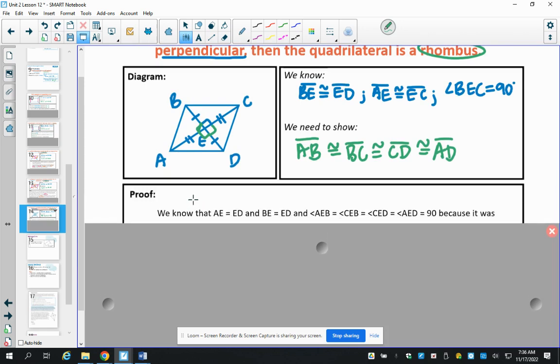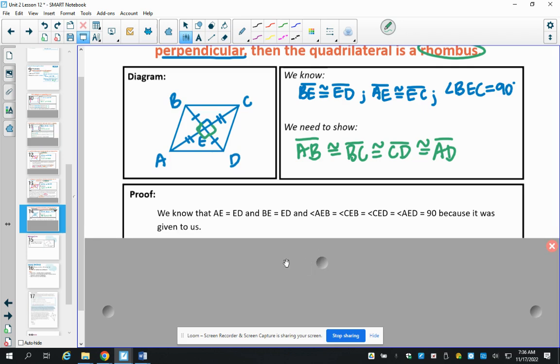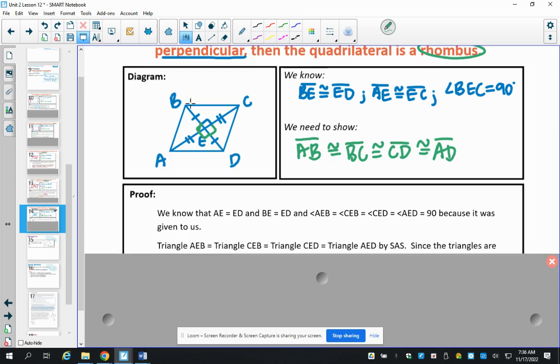So we know that AE and EC are congruent, BE and ED are congruent, and that all 4 of these angles are right angles because it was given to us. We were told that the lines were perpendicular. That creates the 4 90-degree angles. Now we know that all of those triangles, because they all look like this, have a 90-degree angle. This shorter side has 1 tick mark. This longer side has 2 tick marks. So all of these triangles are congruent by side angle side.